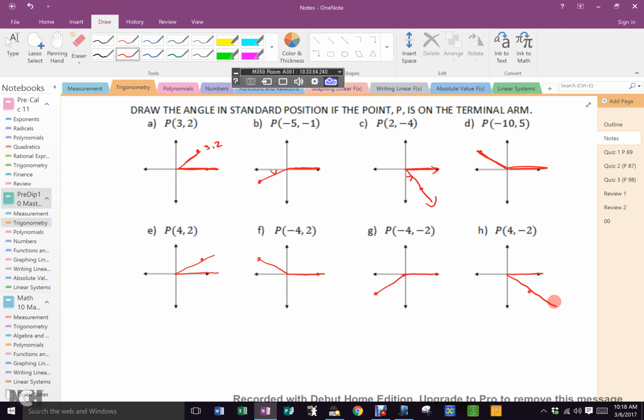Was everyone able to draw them all? That's okay if your lines are shaky. Just don't be a surgeon.